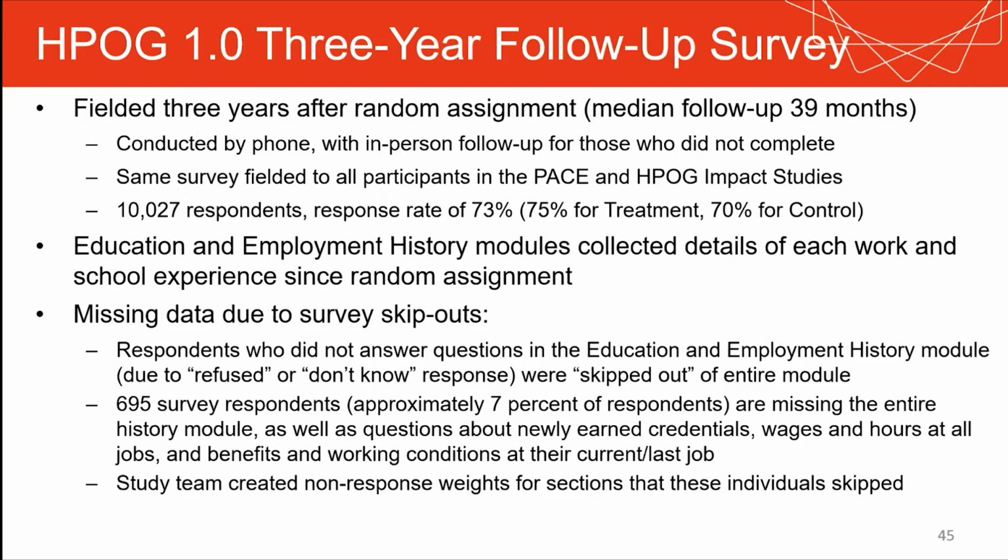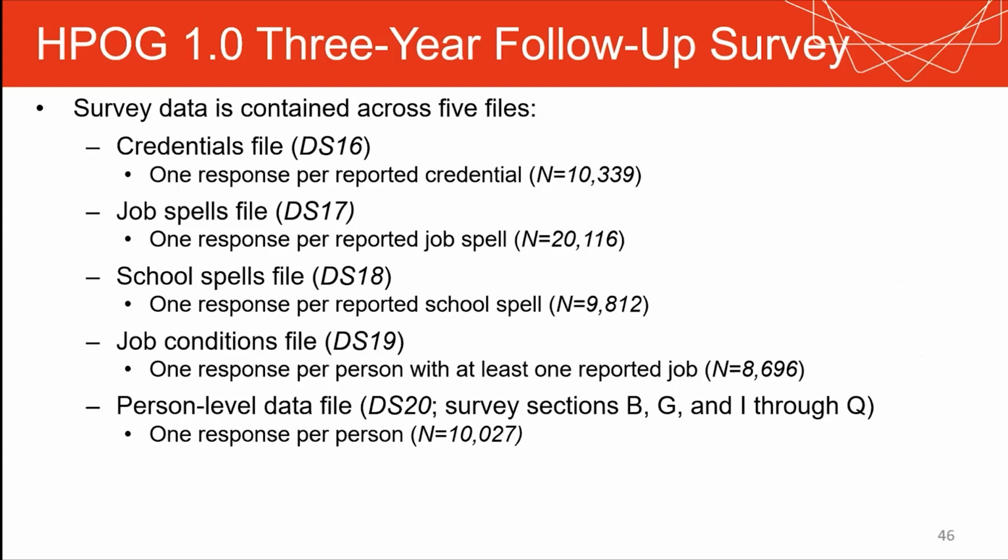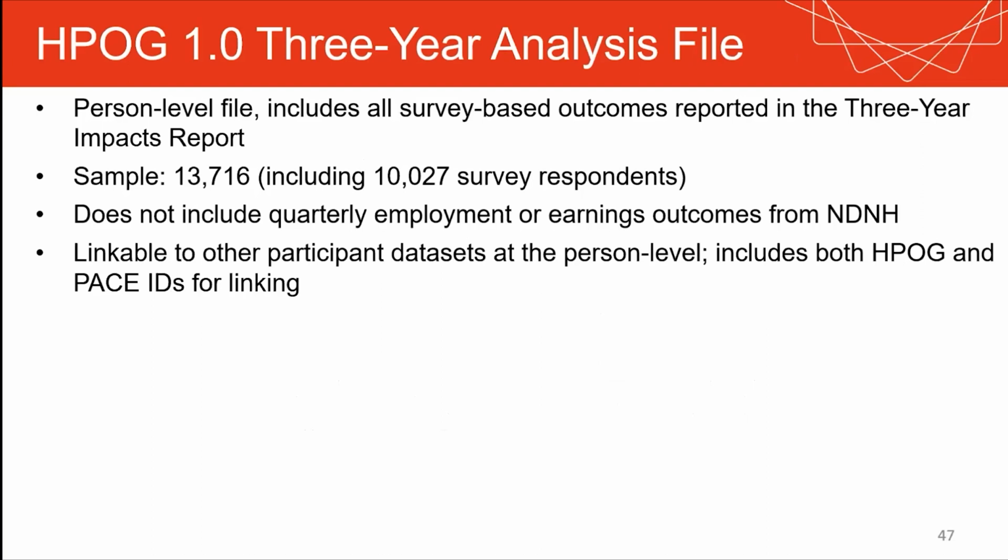The 3- and 6-year instruments were identical to the PACE version, so I'll only spend a few seconds on these. Again, the 3-year follow-up survey has that really rich, detailed longitudinal education and employment history module. So that's a great source for looking at longitudinal experiences in education and employment in the 3 years after random assignment. Data split across the same 5 data files as PACE. The 3-year analysis file contains the outcomes reported in the reports.